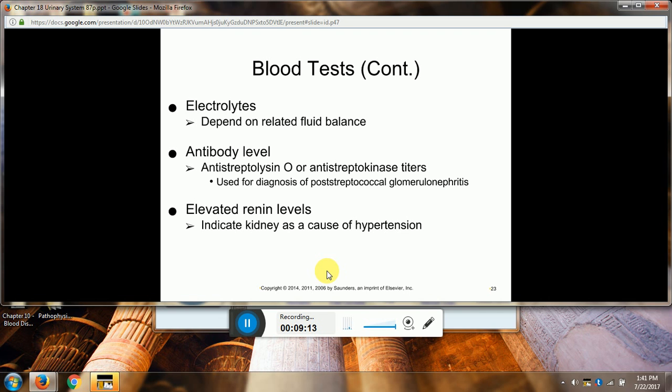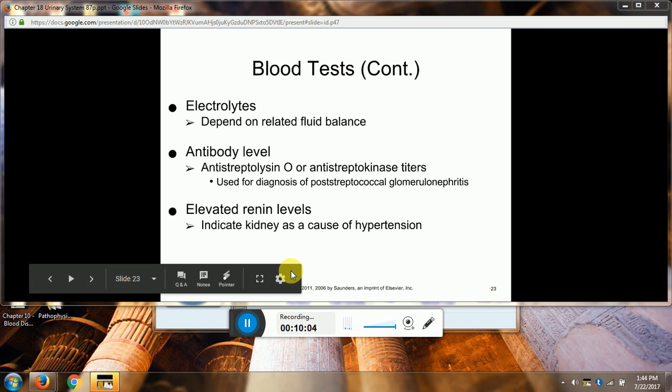If somebody is suspected to have rheumatic fever, we talked about this when we were talking about the cardiovascular system, where somebody has a strep throat and then their body starts making antibodies against strep. Now they have anti-streptococcal antibodies, and those immune complexes can circulate in the body and destroy tissues in the heart, and they can also destroy the kidney tissues, and that is known as post-streptococcal glomerulonephritis. So you can check the levels of antibodies such as anti-streptolysin O or anti-streptolysin kinase.